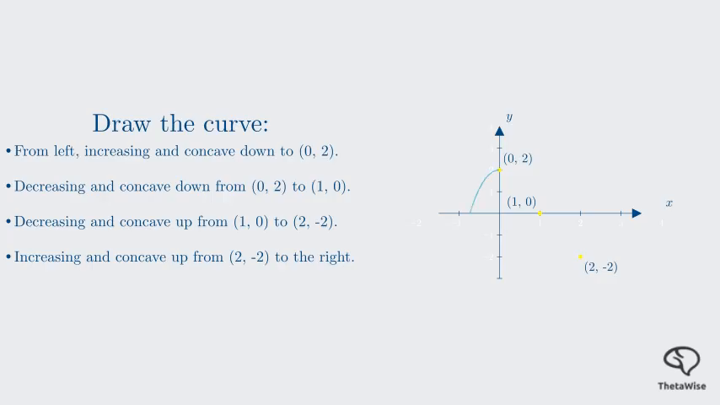Starting from the left, the graph is increasing and concave down until it reaches the local maximum at (0, 2). Then it starts decreasing, still concave down, until it hits the inflection point at (1, 0). At this point, the concavity changes to concave up. The graph continues decreasing, now concave up, until it reaches the local minimum at (2, -2). Finally, it increases and remains concave up as x goes to infinity.